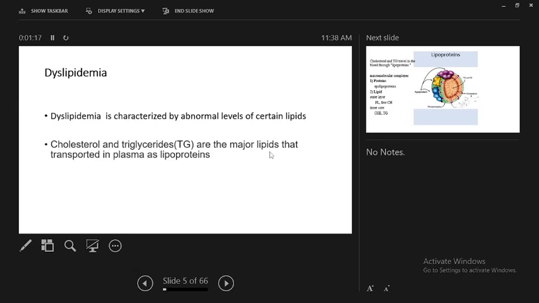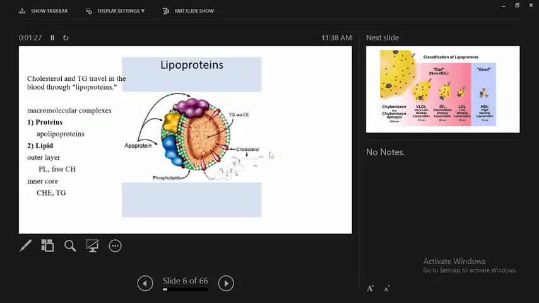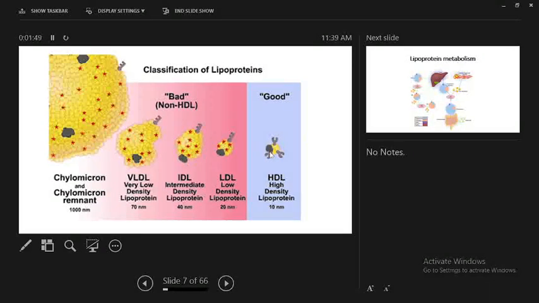So let's move to dyslipidemia now. Dyslipidemia is characterized by abnormal levels of certain lipids. Cholesterol and triglycerides are the major lipids that are transported in plasma as lipoproteins. This is a lipoprotein, a molecule that is actually combined of proteins and lipids. The core is triglyceride, and outside there are cholesterol particles as well as protein particles, which are called apoproteins.